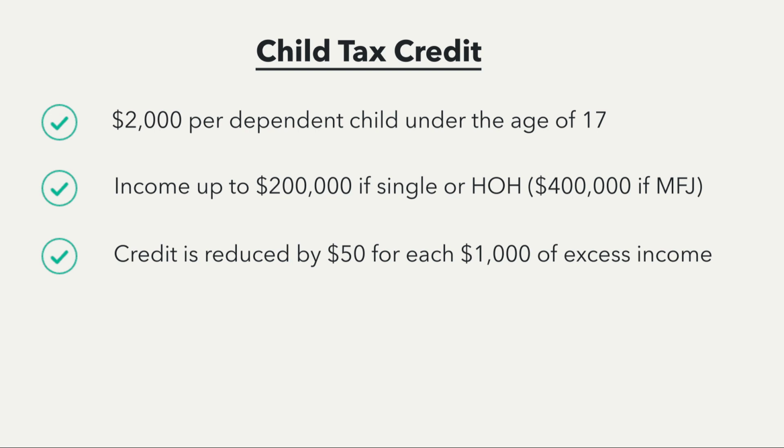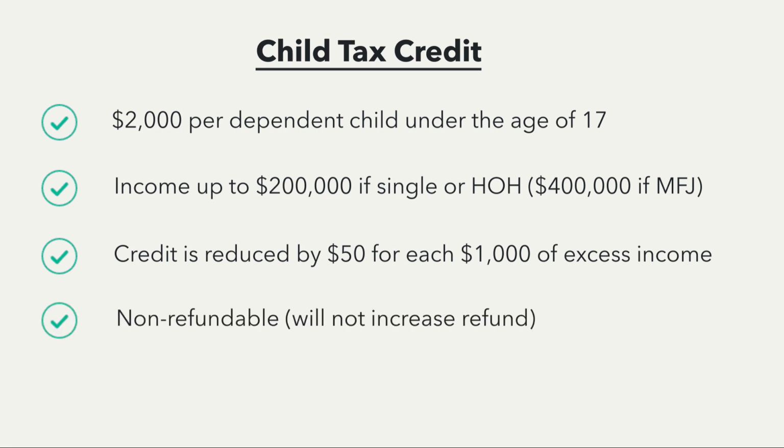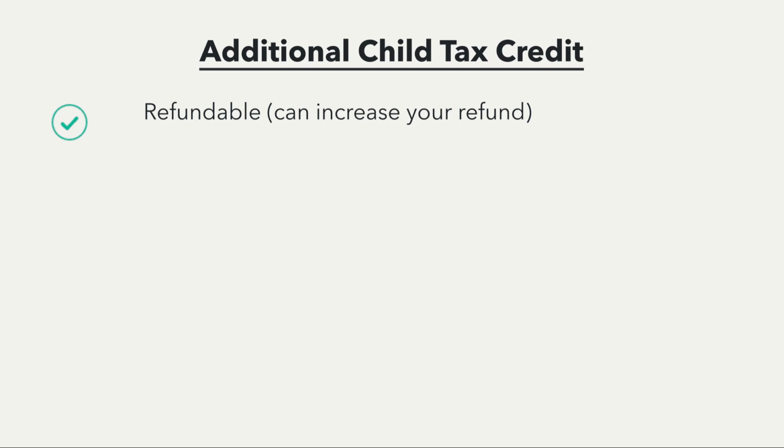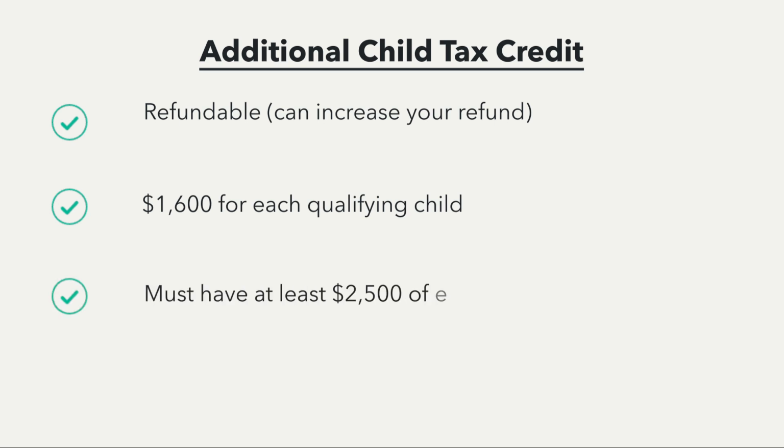If your child tax credit is more than what you owe in taxes, the credit can only reduce your tax bill to zero. You won't get the unused part of the credit back as a refund. However, there is an additional child tax credit available to some families who don't receive the full child tax credit due to their tax liability. This credit can be worth up to $1,600. You must have earned income of at least $2,500 and have a qualifying child.